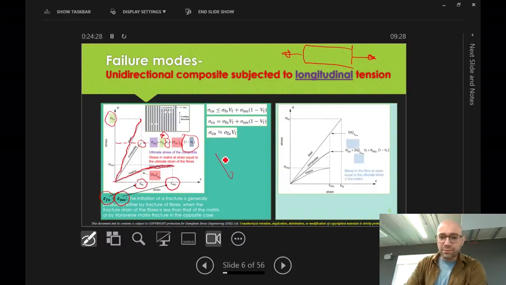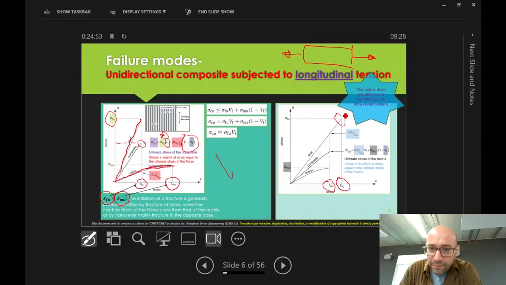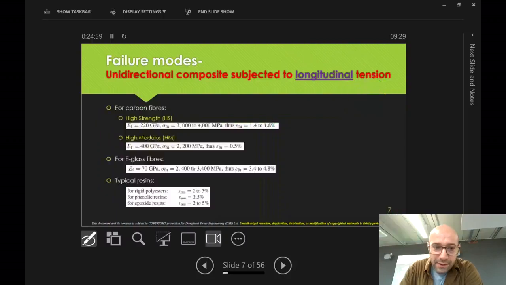But in some cases, you will get a different failure. If you look at this one here, the failure strain of the fiber, the carbon fiber or glass fiber, is higher than the strain of the matrix, which means the matrix cracks first, and then the fiber. So the fiber can't really reach here. So the matrix does not allow us to benefit from the fiber reinforcement, as I explained.